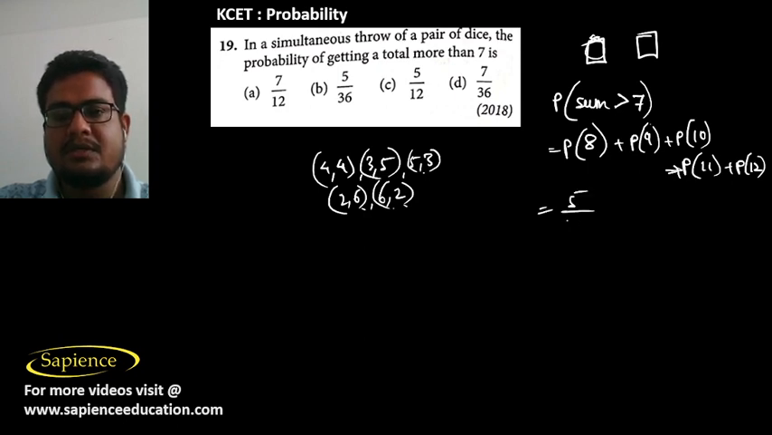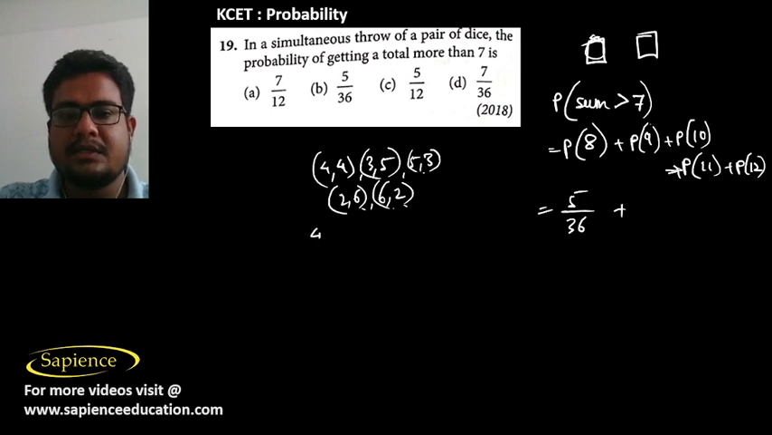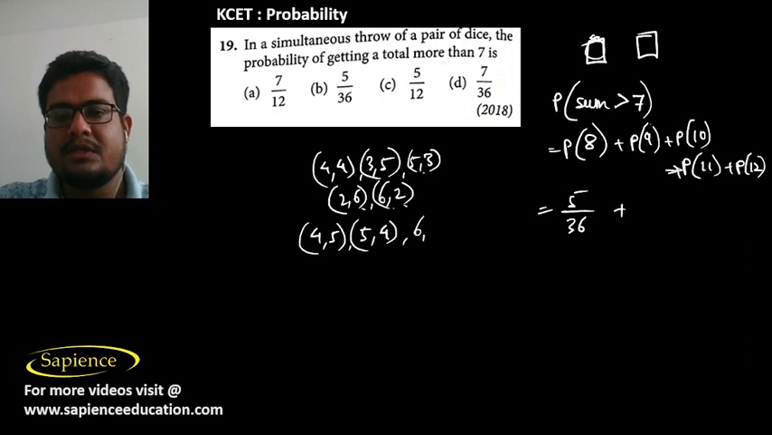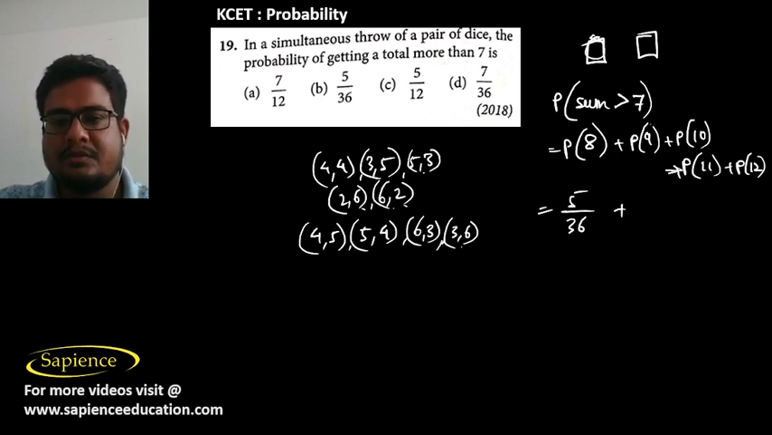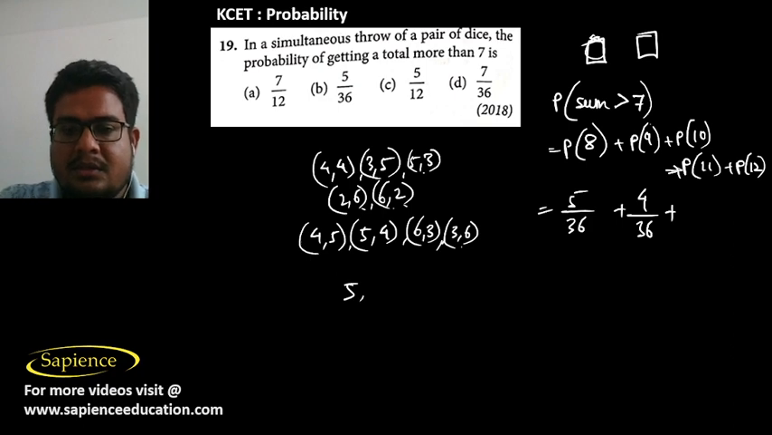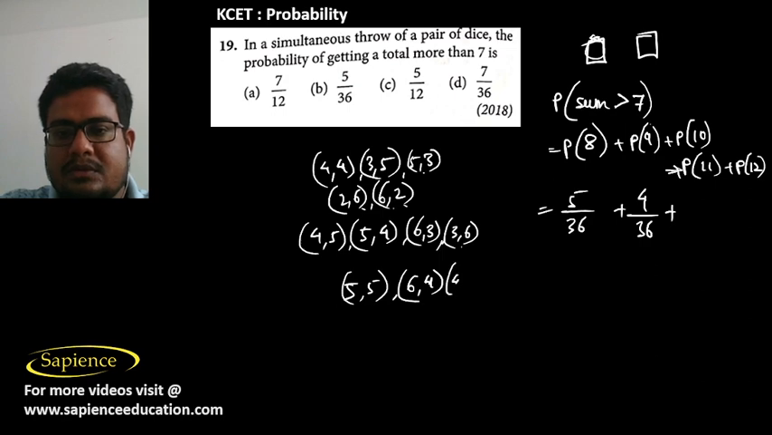So this will be 5 by 36 plus the probability of getting the sum as 9. So how to get 9? 4, 5 and 5, 4, or we can have 6, 3 and 3, 6. That means the probability is 4 by 36 plus the probability that the sum is 10. So how to get sum as 10? This will be 5, 5 and 6, 4 or 4, 6. So it means it is 3 by 36.